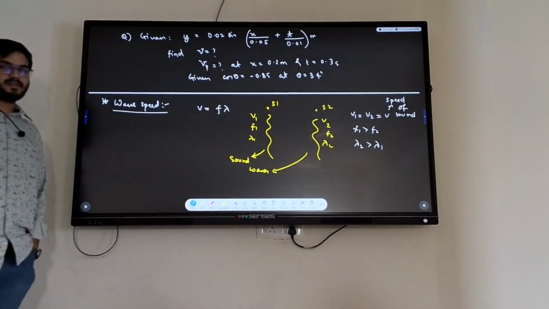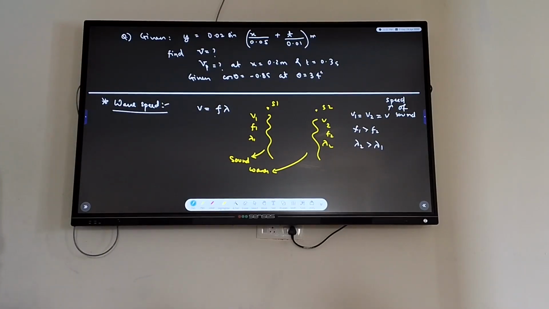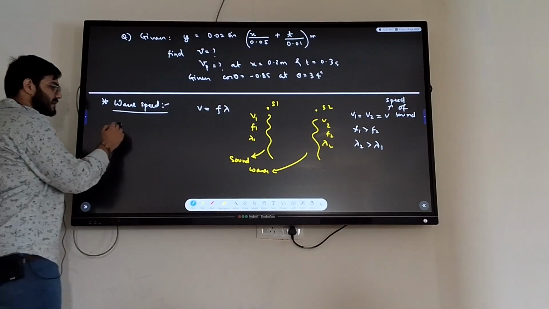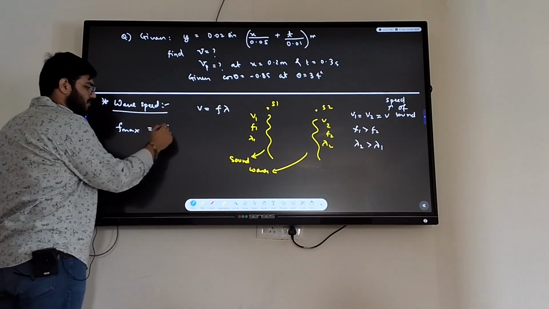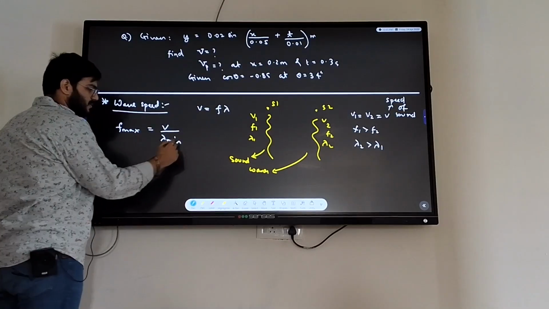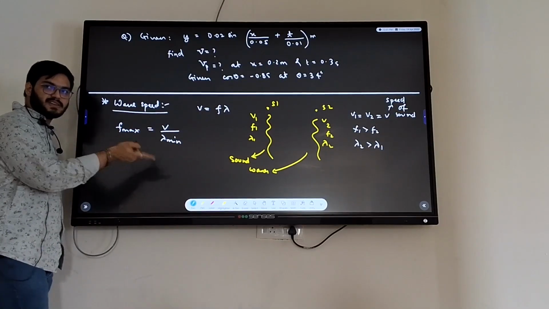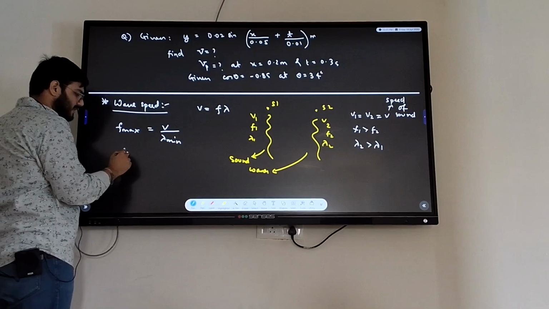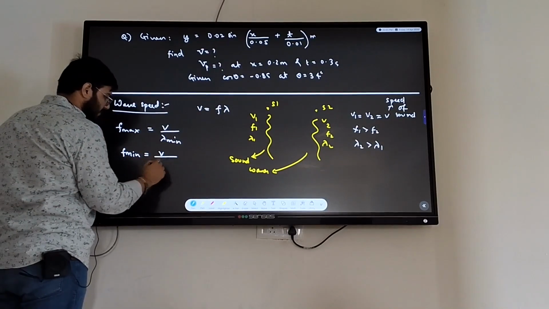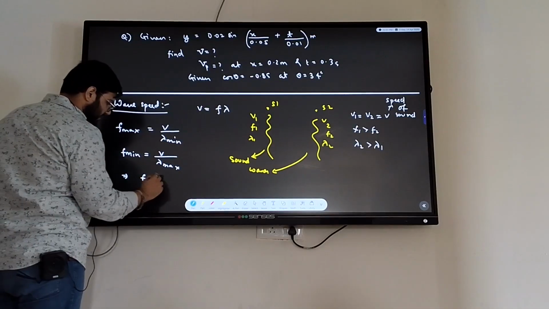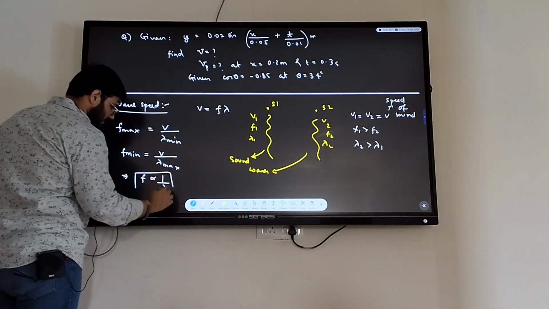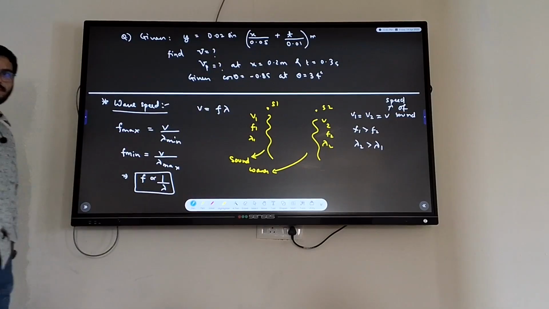So if the sound waves are going through the same medium, and if one of them has a bigger frequency, then it has a lower wavelength. Then I can make a relation that f max, if I talk about the maximum frequency, will correspond to what? That will correspond to minimum wavelength. Inverse relationship, na? And f min is equal to V by lambda max. In general, f is inversely proportional to lambda for a given medium.